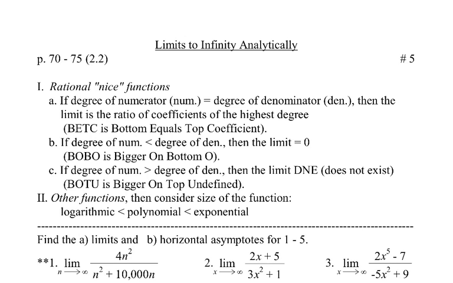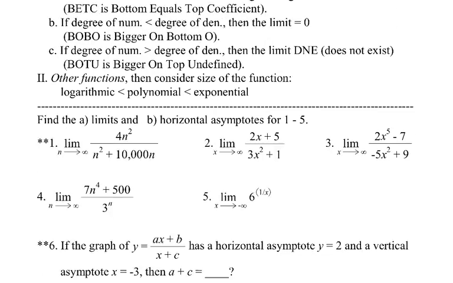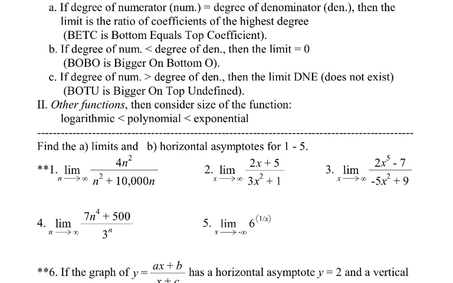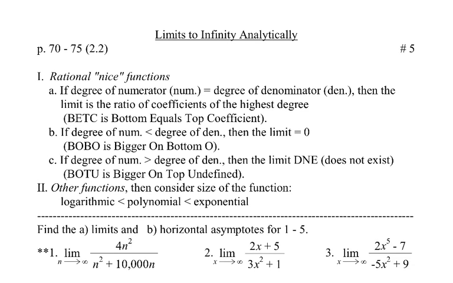All right, guys, this is note card number 5, which is on limits to infinity analytically. We're going to see lots of equations in this one, and we have to decide what the limit is as we approach infinity. For all rational functions, this is going to be fairly straightforward, and we're going to use Bo, Betsy, Boat-U to decide if it's going to 0, if it's going to a number, or if the limit does not exist.